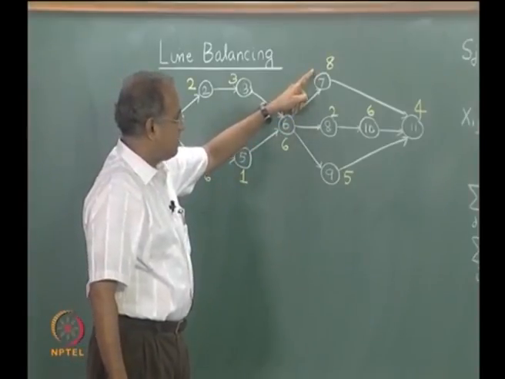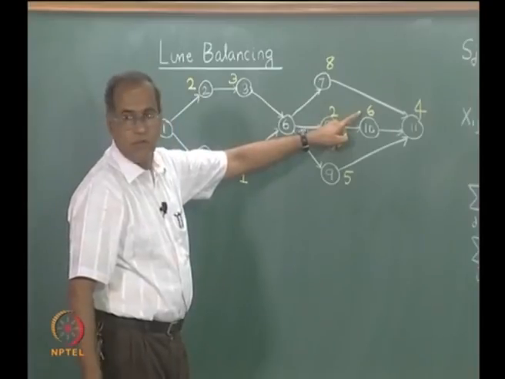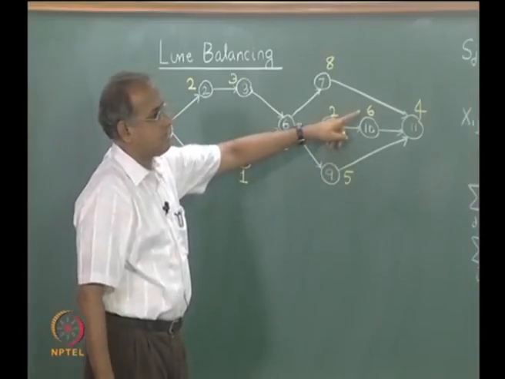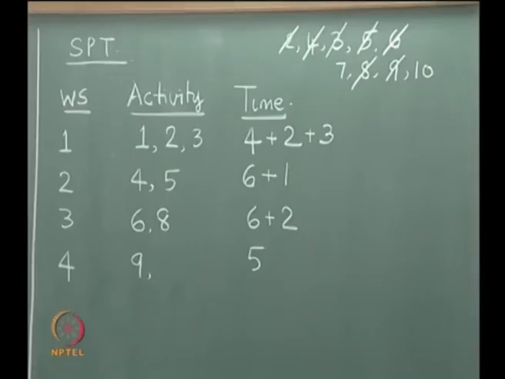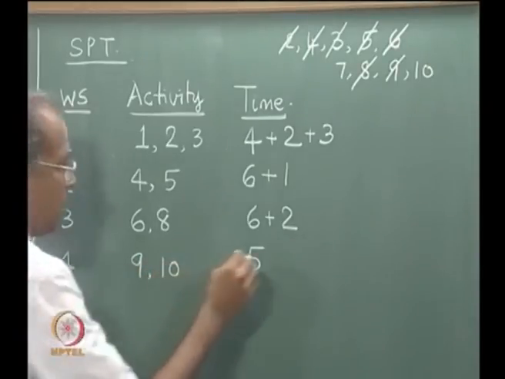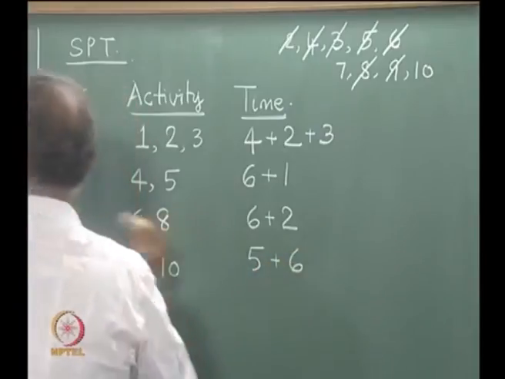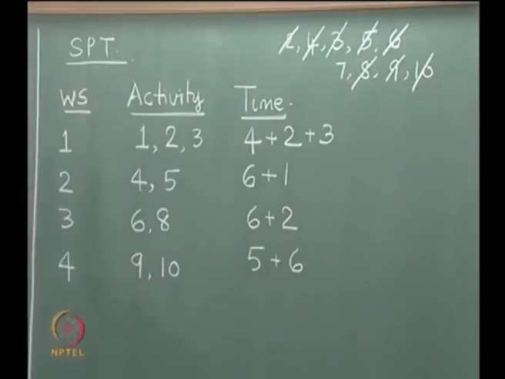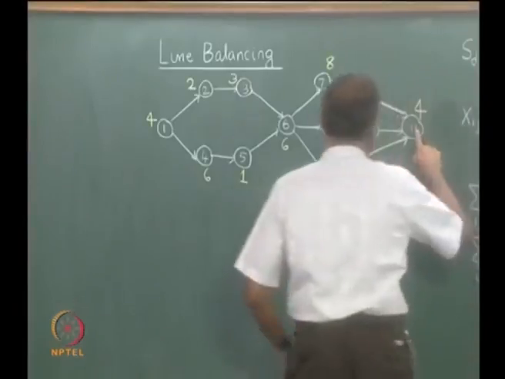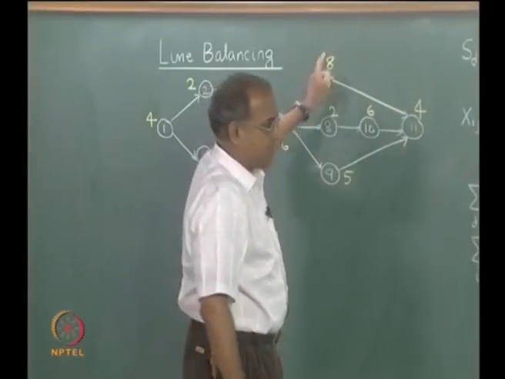This is 8 and this is 6. So the smallest number is 6. So we take 10 plus 6. So 10 goes. We cannot bring 11 into it because 7 has not yet been done.